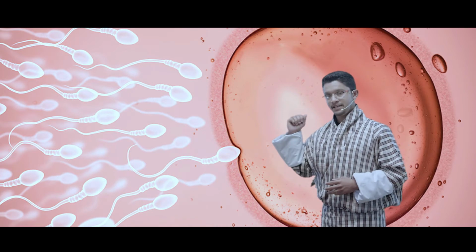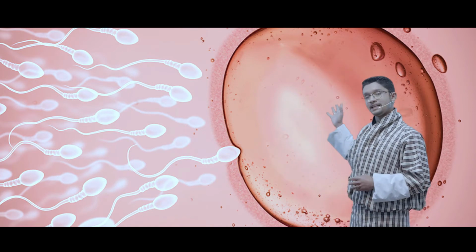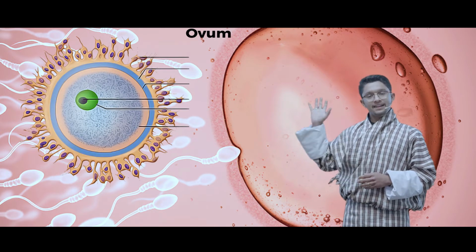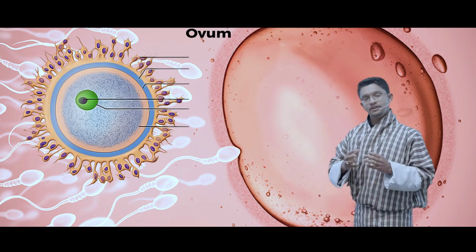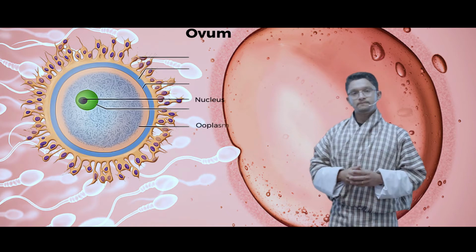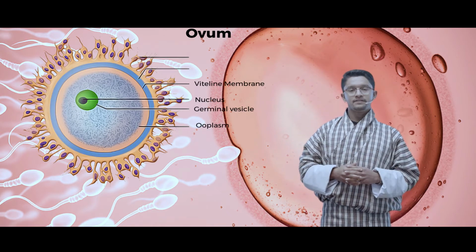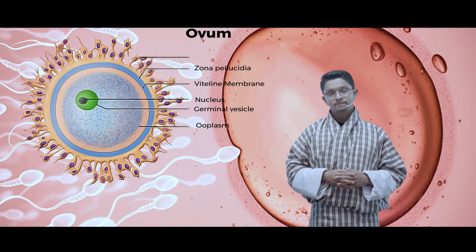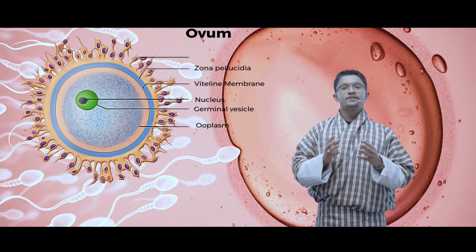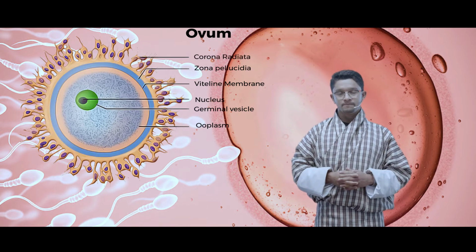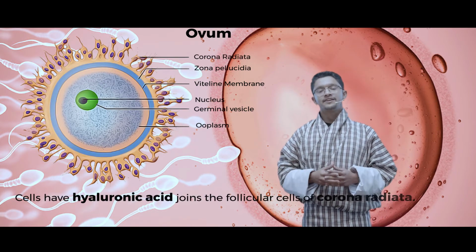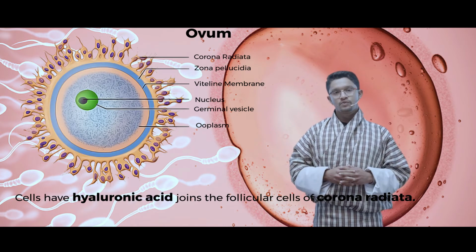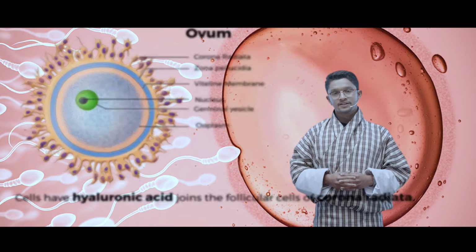And the second diagram here is the female gamete, that is the ovum. If you look at the ovum, you see there is a nucleus, ooplasm, then a membrane, that is the vitelline membrane, zona pellucida, and the corona radiata. The cells of the corona radiata are connected by an acid which we call hyaluronic acid.